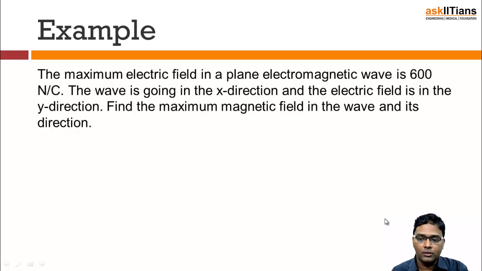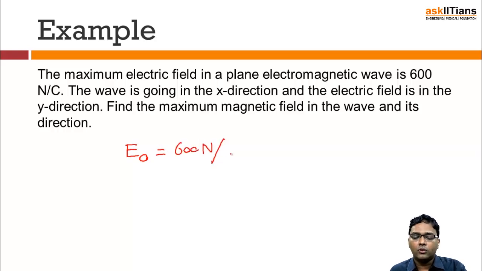So the first question that comes to us says the maximum electric field in a plane electromagnetic wave is 600 newtons per coulomb. So that is the maximum value of the electric field, E naught equals 600 newton per coulomb. Now if I further say that the wave is going in the x direction, the electric field is in the y direction, never mind, it doesn't matter. Find the maximum value of the magnetic field and the direction of the wave.